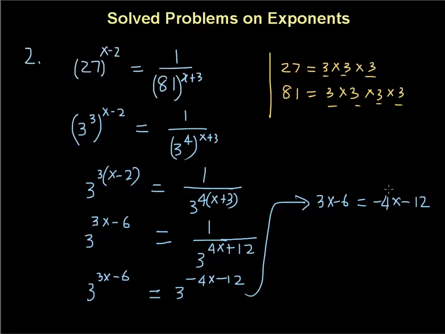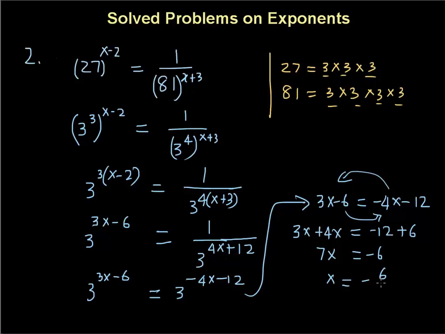So I can bring this 4x on this side, and I can take this 6 on this side. So what we get here, we get 3x plus 4x equal to minus 12, and then 6 goes on that side, so it becomes plus, right? So on the right hand side we get minus 6, and this side we have 7x. So x is equal to minus 6 upon 7. So that's the final answer.